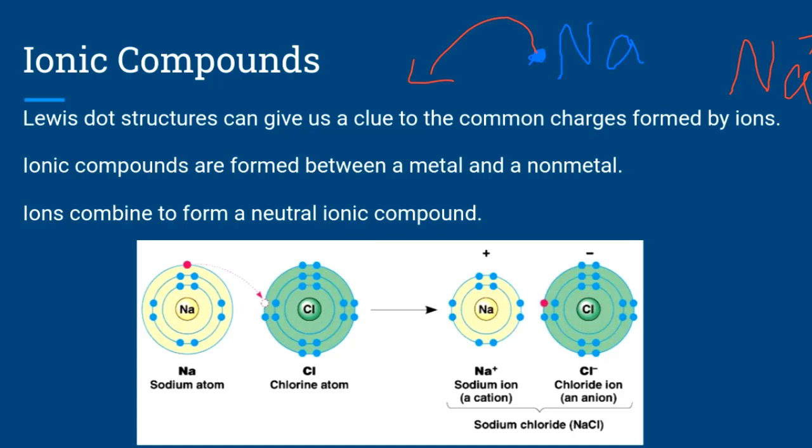What's important here is that these charged ions are going to combine to form a neutral ionic compound. Whenever they come together, they form a neutral compound, and that's what makes them stable. You see, sodium wants to give away its one electron, and chlorine wants one electron really bad. So they're pretty much perfect for each other. Sodium donates its electron to chlorine, and they form sodium chloride, aka table salt.